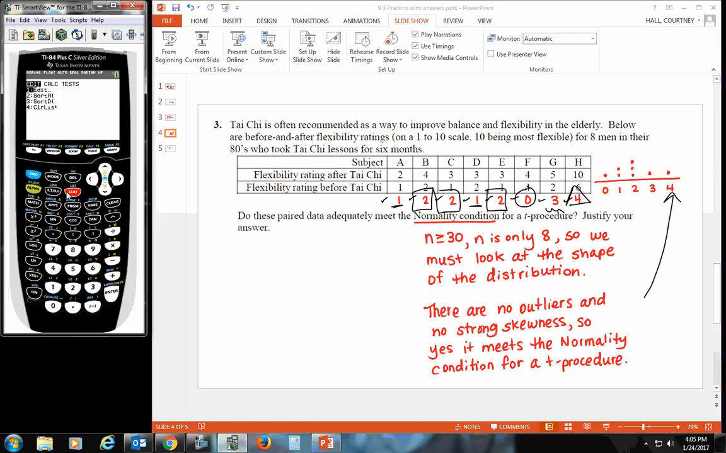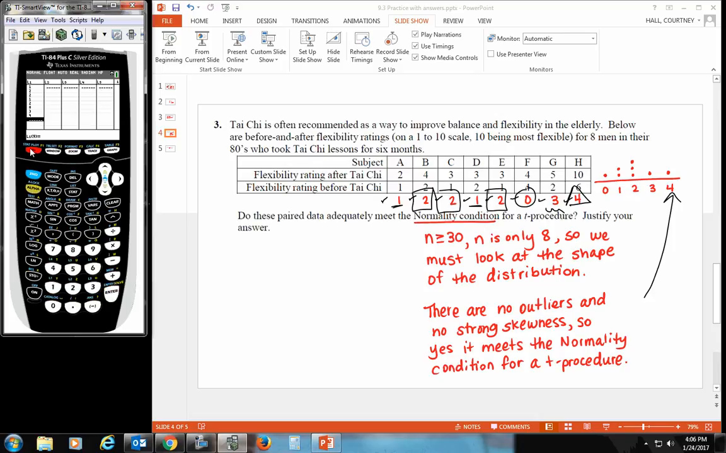So I'm going to do that really quick. I'm going to do stat edit. I'm going to put just the differences in the calculator. So 1, 2, 2, 1, 2, 0, 3 and 4. Hopefully I got them.